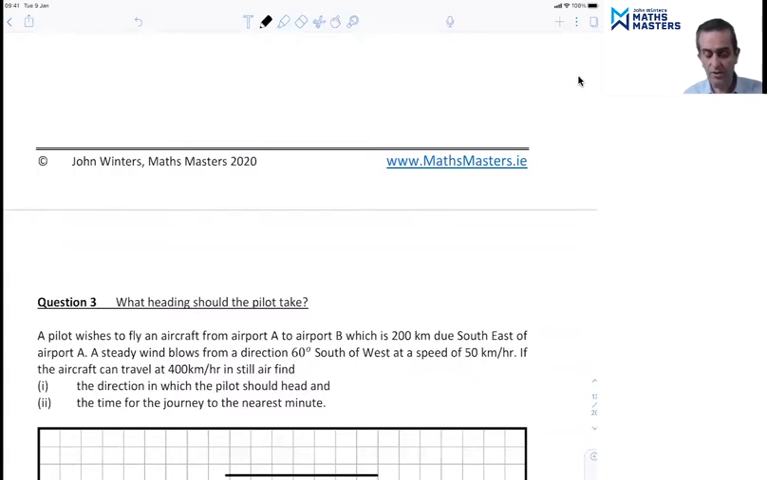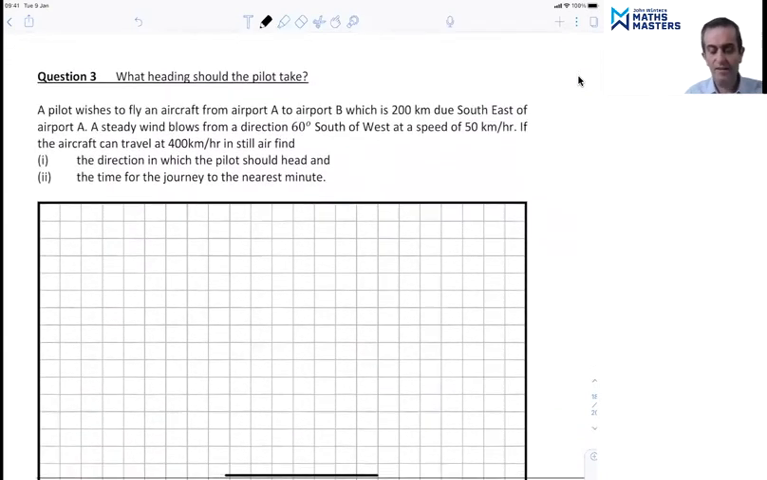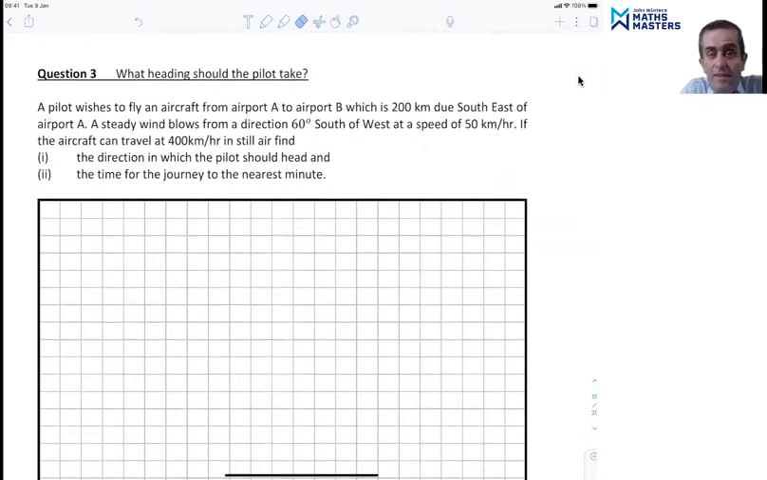Okay, so let's have a look at another question, just like the one we've just done, in relation to which direction a pilot should head their plane when they're trying to travel between two airports. We're told a pilot wishes to fly from airport A to airport B, which is 200 kilometers due southeast of airport A. A steady wind blows from a direction 60 degrees south of west at a speed of 50 kilometers per hour. If the aircraft can travel at 400 kilometers per hour in still air, find, number one, the direction which the pilot needs to head, and secondly, the total time for the journey to the nearest minute.